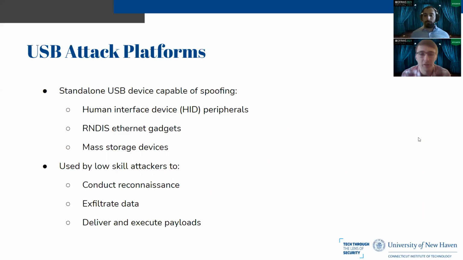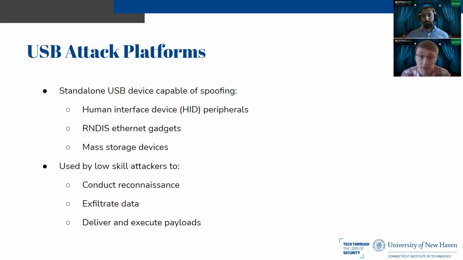So I'll begin by giving a brief overview of what a USB attack platform is and why someone would want to use it. Generally speaking, the devices we looked at are standalone USB devices that are capable of spoofing multiple logical peripherals, be it a keyboard or human interface device, an RNDIS Ethernet gadget, or a mass storage device. In a standard configuration, these devices send keystrokes rapidly to the victim machine to inject PowerShell payloads, open a terminal, or send in whatever commands they need to send in.